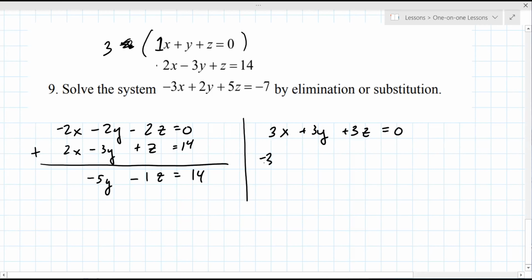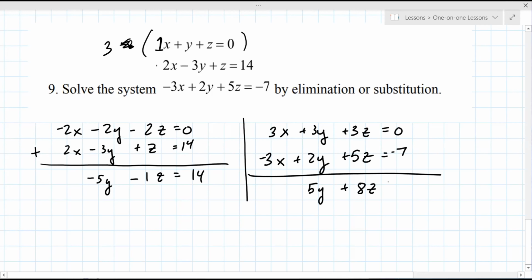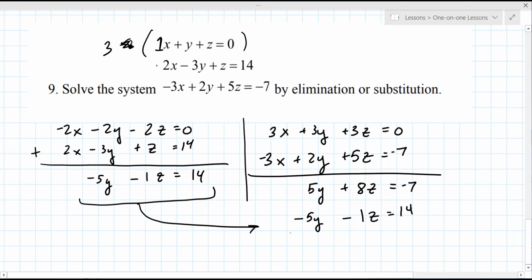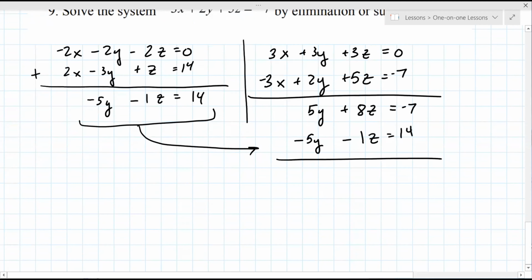And then I'm going to write that third equation, minus 3x plus 2y plus 5z equals -7. And you get 5y plus 8z equals -7. So the key here is you got two equations, two unknowns. It's the same unknowns here. So I'm just going to take this one and move it underneath the other one. So you got minus 5y minus 1z equals 14. Add it together. The y's go away. That's really nice. And you get 7z equals 7.